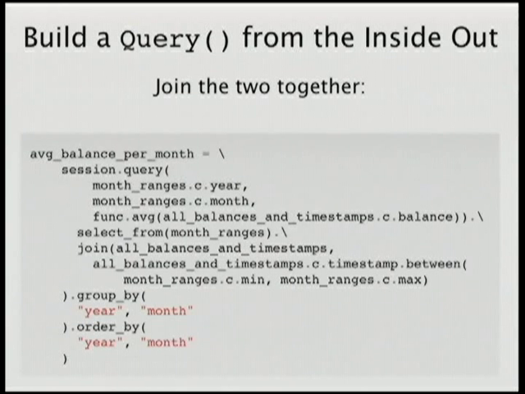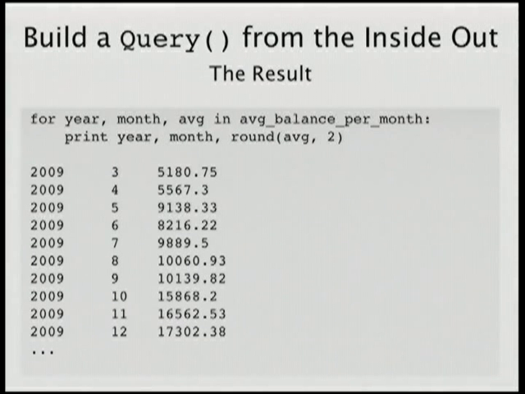So select average balance per month is the query of the year, and the month of the month ranges subquery, and the average of the balance from the all balances and timestamps subquery. Select from the month ranges selectable, derived table. Join to the all balances and timestamps derived table, and then we're gonna do the join on the timestamp between the min and max of the month ranges. We can group by year and month, and we can order by year and month, and we get the same result.